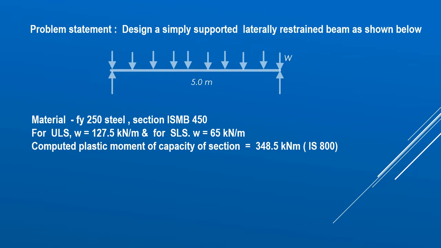Please remember that for the ultimate limit state, the value of W is obtained from the value of the permanent as well as the variable actions. Now the computed plastic moment capacity of the ISMB 450 section, which is calculated as per IS 800 provisions, is 348.5 kilonewton meter. So let me take you to Idea Statica Member for the modeling and the verification of this problem.